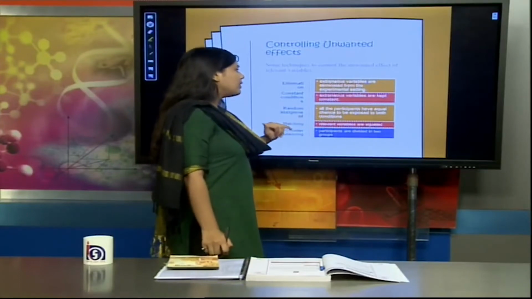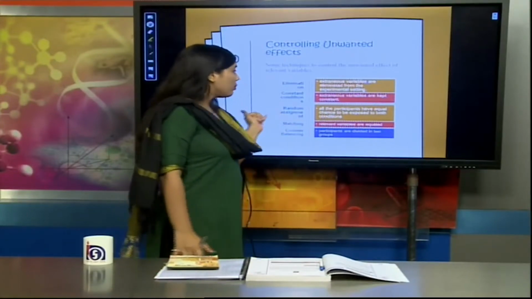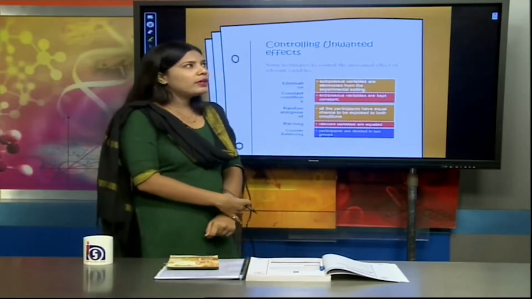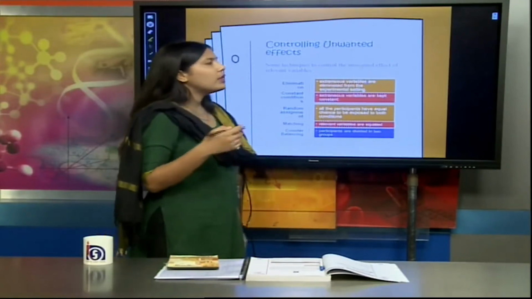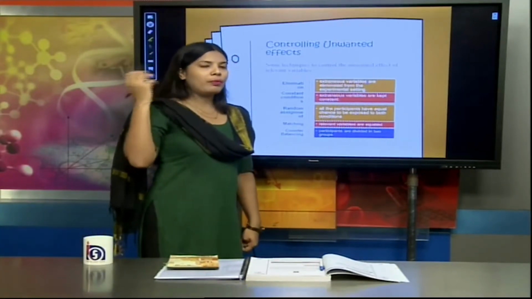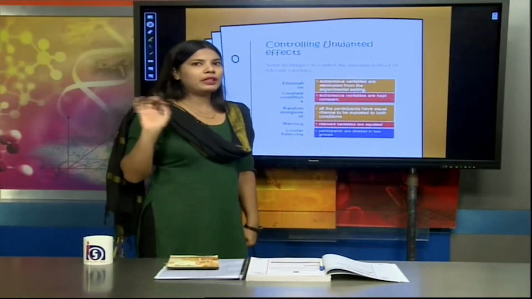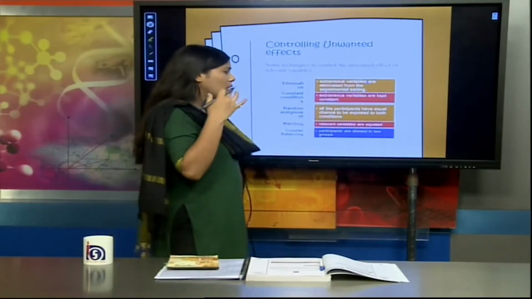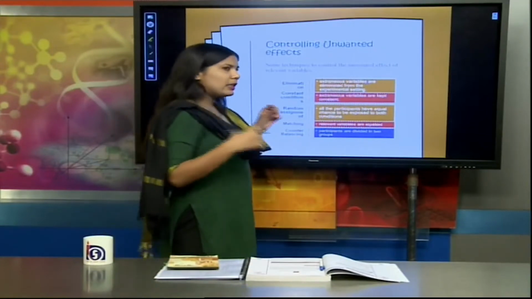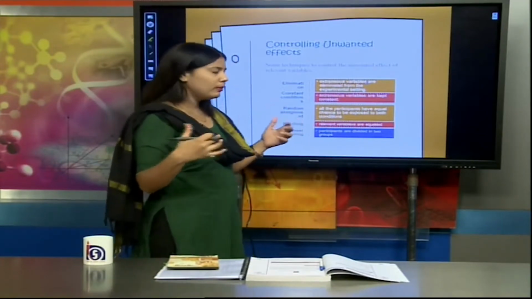Next we have matching. So here the relevant variables are equated. Matching can be understood from the example of IQ. If a research study is trying to understand the memory of a participant, say the memory of 50 people, how do they perform on a memory task? Memory is somehow related to our IQ as well.